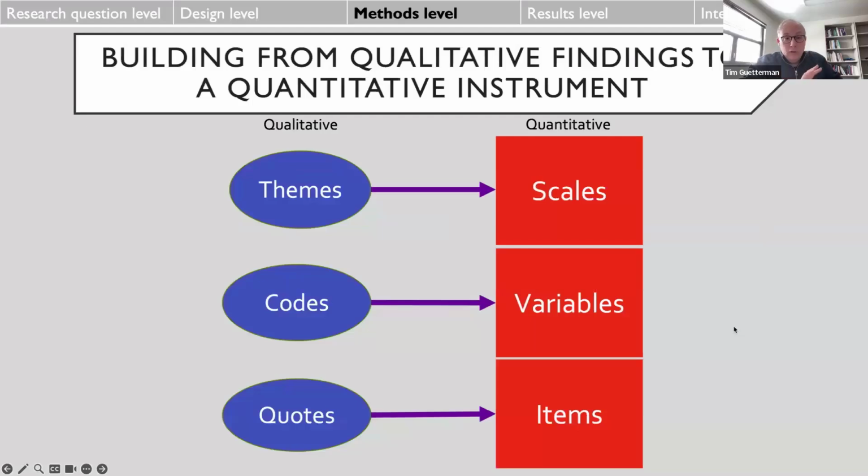We could also think about the reverse, and this is something that you might use if you're developing an instrument or developing a measure, where you have qualitative results and you might be using your themes to identify what are my major scales or major sections on a survey or questionnaire. You're using your codes to identify what variables you're going to be measuring. And then you're using quotes to help with item writing so that you're using the language of participants and not your language as researchers to ensure that the items are better understood by the participants who might be completing it, for instance.